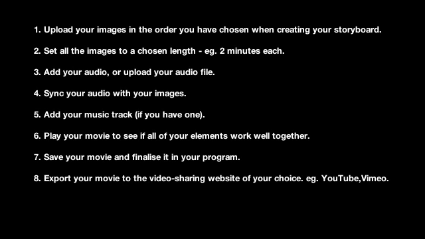Set all the images to a chosen length. Add your audio voiceover or upload the audio file. Sync your audio with your images. Add your music track if you have one. Play the movie to see if all of your elements work well together. Save your movie and finalize it in your program, and export your movie to the video sharing website of your choice.